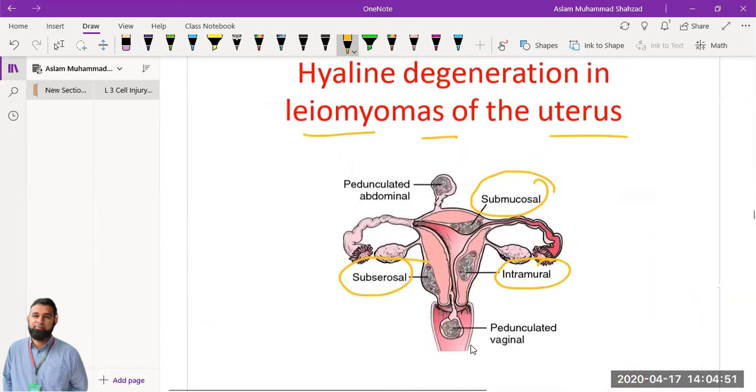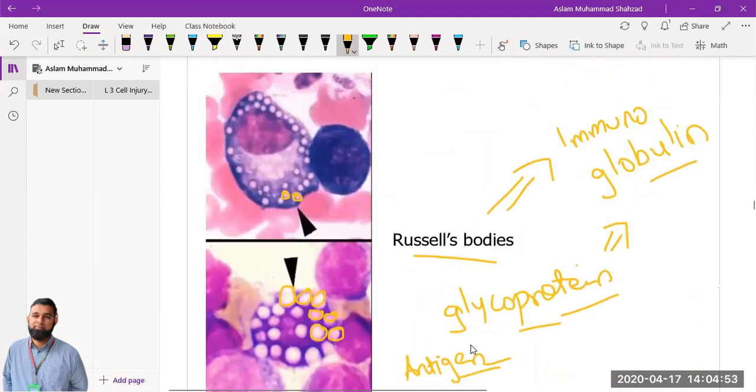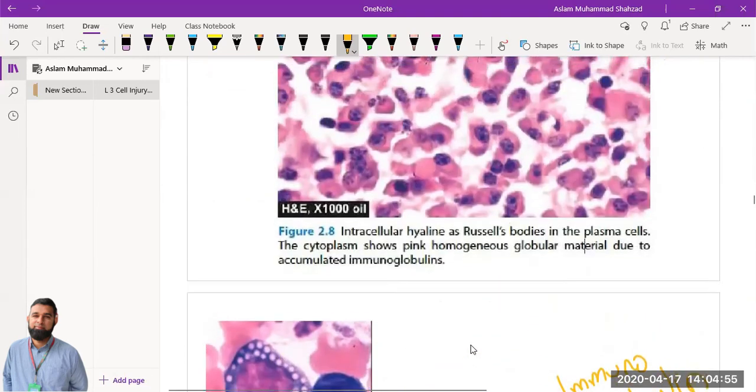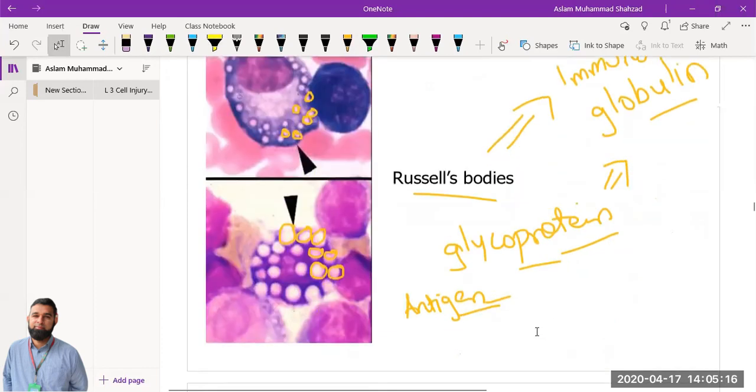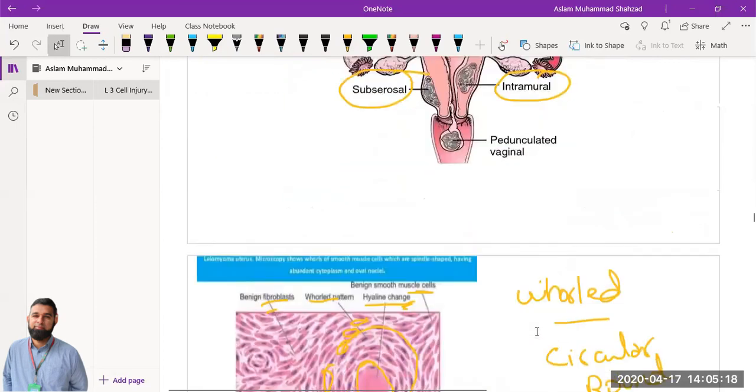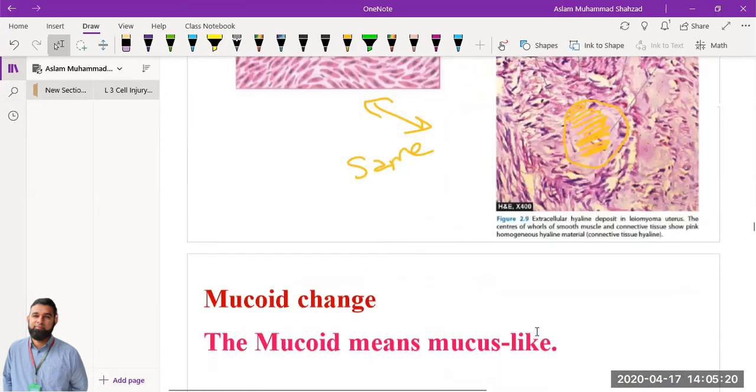Whereas when we see the example of the Russell bodies, they are present inside the cells, so we term them as intracellular. You need to know these things very clearly, and we will discuss leiomyoma of the uterus in detail in the reproductive system. So this is just an example to explain these concepts, so no need to go into detail on this topic.